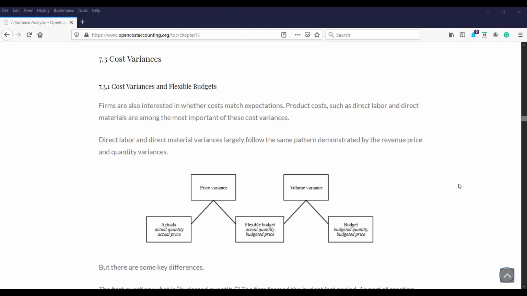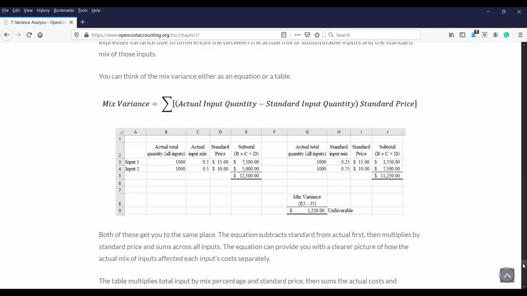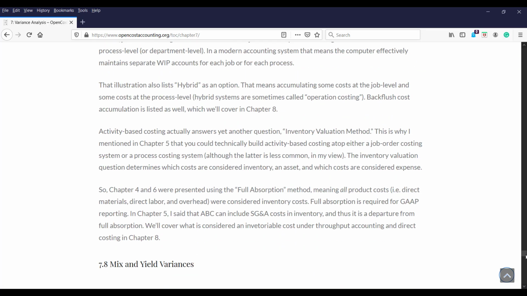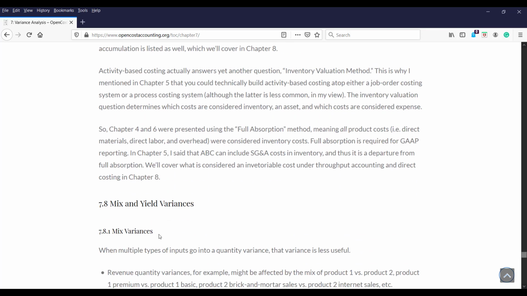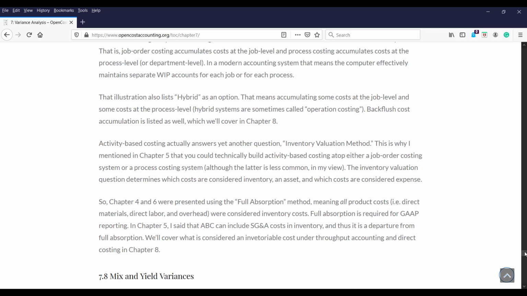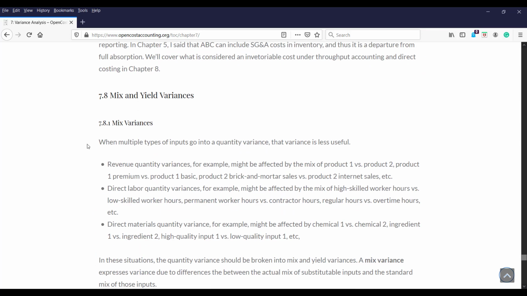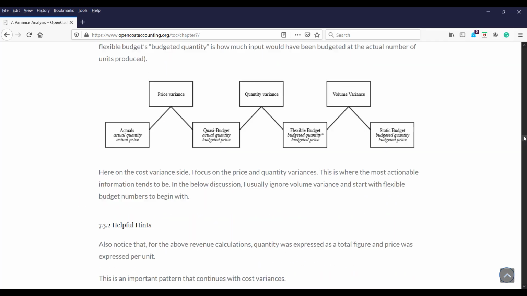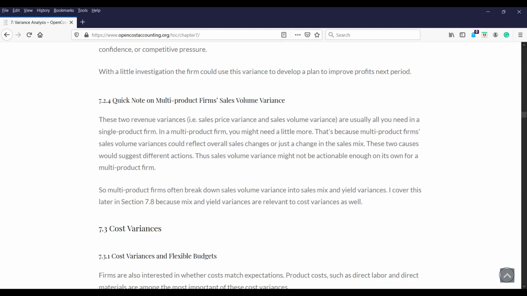And then at the end of the video, we're going to go to, I think it's section 7.8, where we talk about mix and yield variances, which occur both in revenue and in the cost side. It's where you break down the quantity variance into a mix and a yield variance. Let's focus right now on what we're doing with the cost variances.